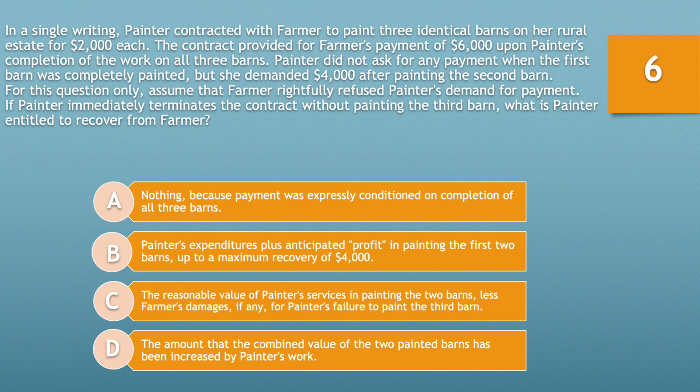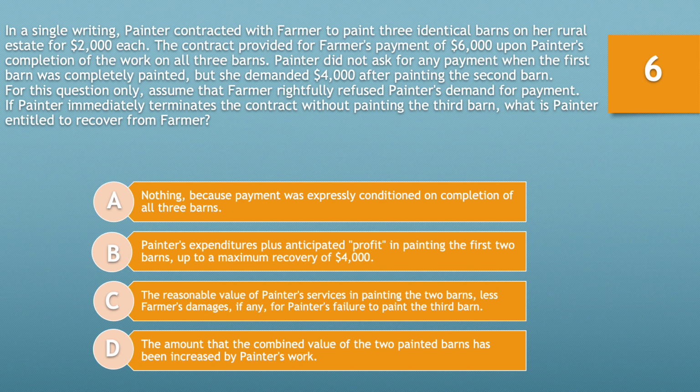Question number 6. In a single writing, painter contracted with farmer to paint 3 identical barns on her rural estate for $2,000 each. The contract provided for farmer's payment of $6,000 upon painter's completion of the work on all 3 barns. Painter did not ask for any payment when the first barn was completely painted, but she demanded $4,000 after painting the second barn. For this question only, assume that farmer rightfully refused painter's demand for payment.